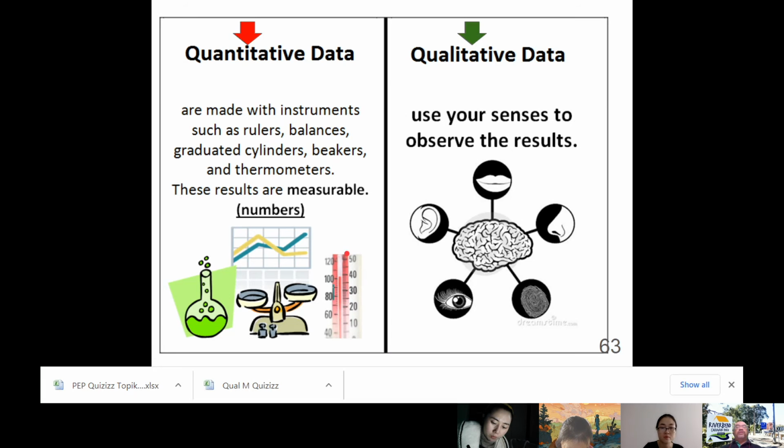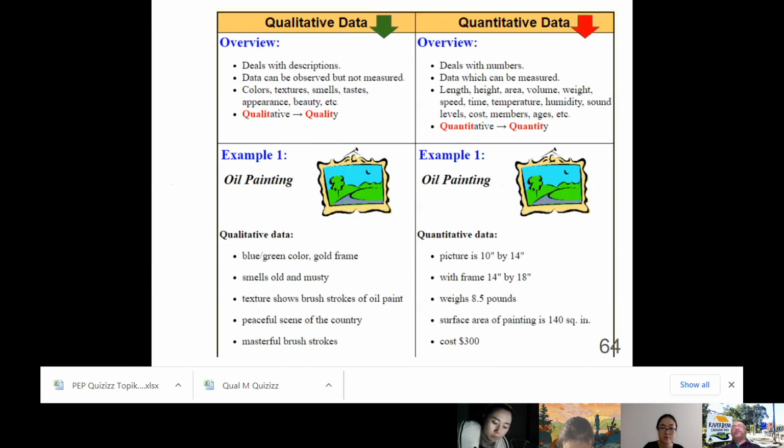Okay, now we go to the third example. The third example is about the painting. So what are the differences between the qualitative data and the quantitative data? Okay, so we read the overview first. For the qualitative data, you can see here the green arrow. I have specified green arrow is just for qualitative, red arrow is just for quantitative.